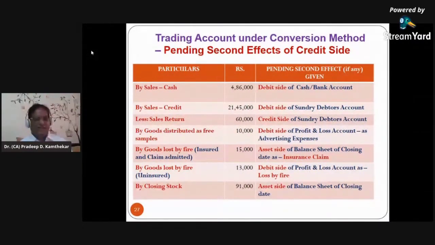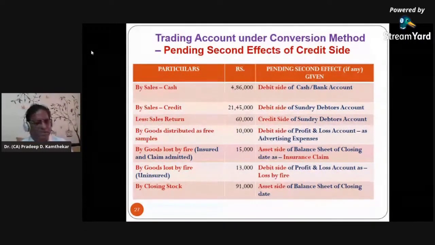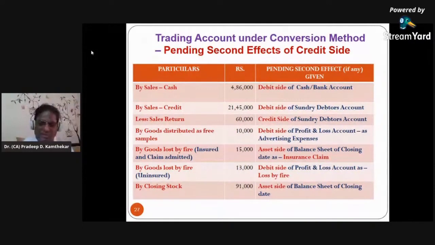Goods lost by fire insured and claim is admitted, asset side of balance sheet, and what we write there, insurance claim. Goods lost by fire for which insurance is not there, second effect, debit side of P&L, because nobody is going to pay you for that. And closing stock, asset side of the balance sheet. This is trading account, debit and credit items, second effect.